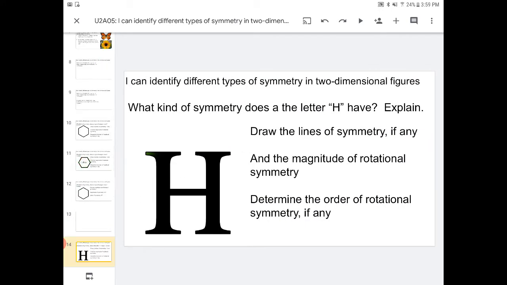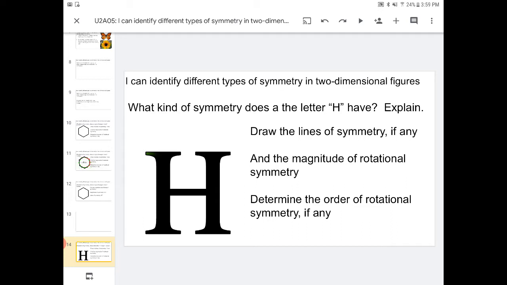Let's take a look at this. What kind of symmetry does this have? Draw the lines of symmetry, if any, and determine the magnitude of rotational symmetry and the order of rotational symmetry, if any. All right, so pause the video.